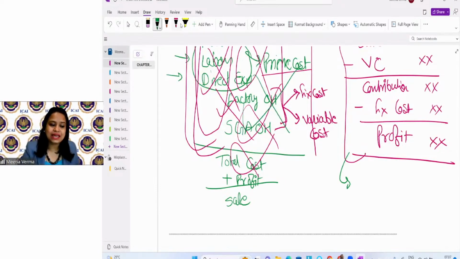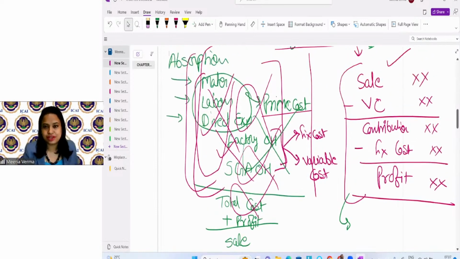So the main aim of using the marginal costing is that it helps in decision making. You can see this chapter name is what? Decision making. How are you taking the decision for the company? By using CVP analysis, marginal costing. We are using here marginal costing for decision making. Actually, the CVP analysis helps you in decision making.